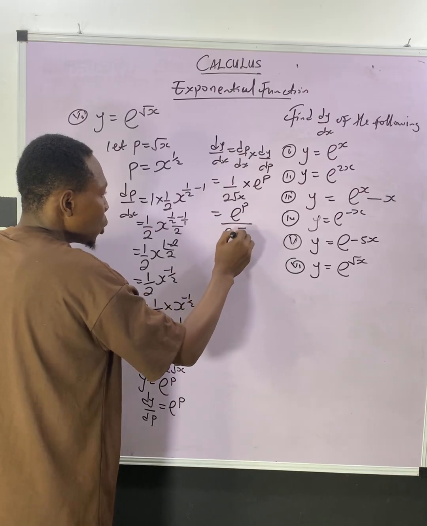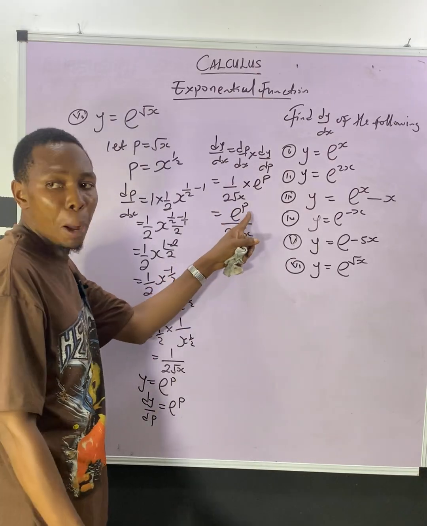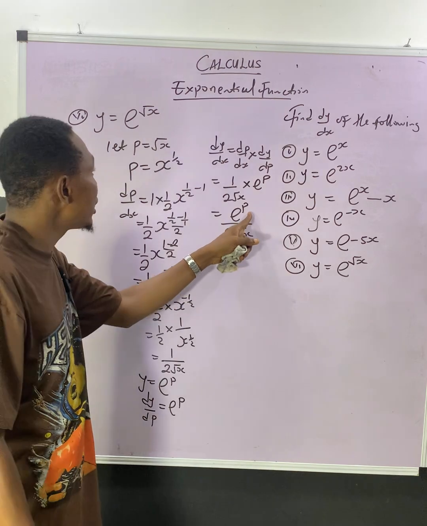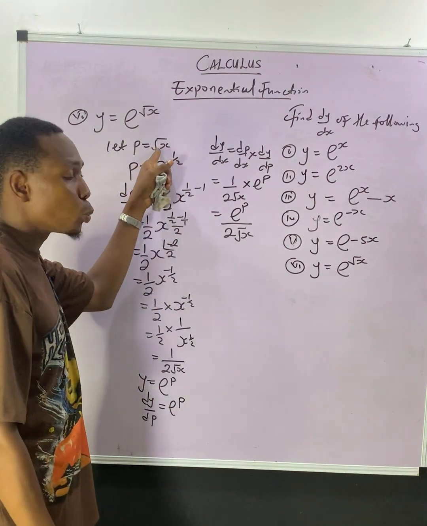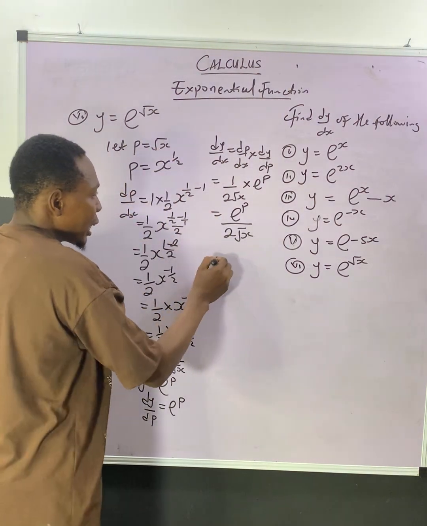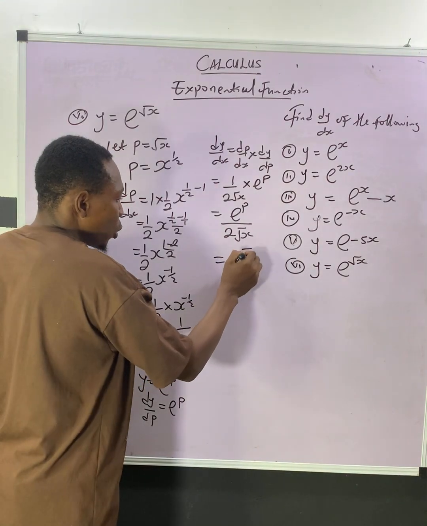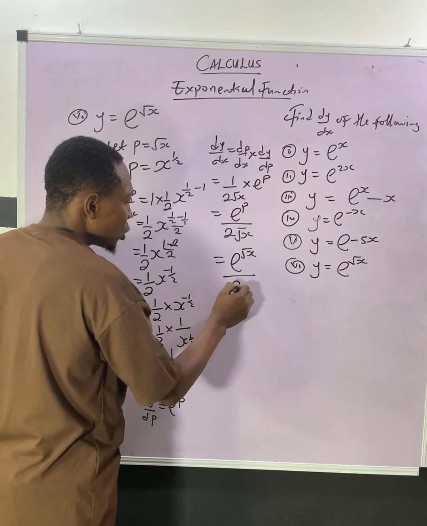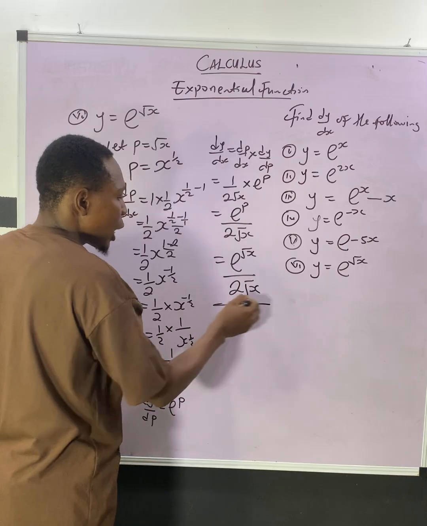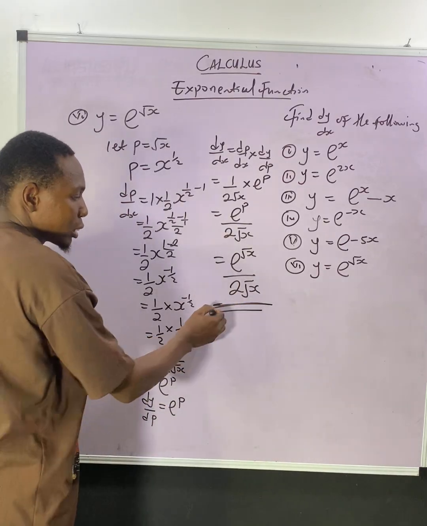So 1 times ep is ep all over 2 root x. And we know what our p is. Our p is root x. So our final answer there is going to be equal to exponential of root x all over 2 root x. So that should be our final answer.